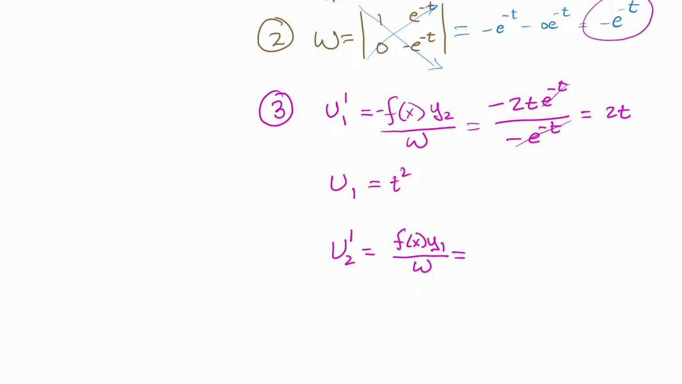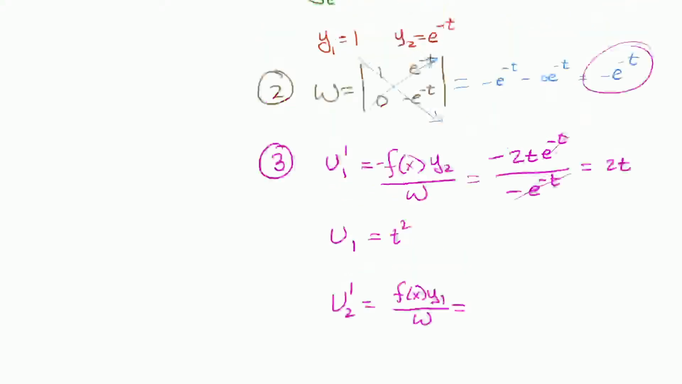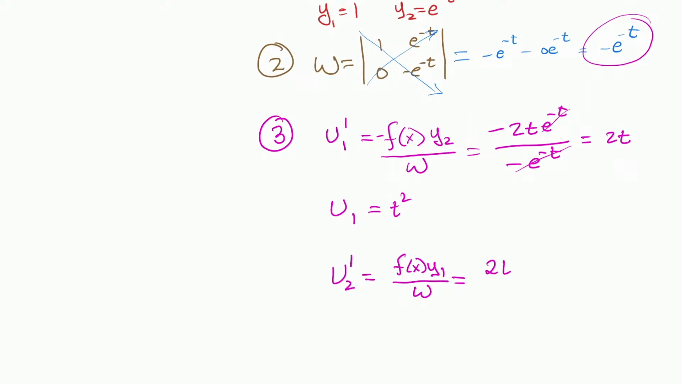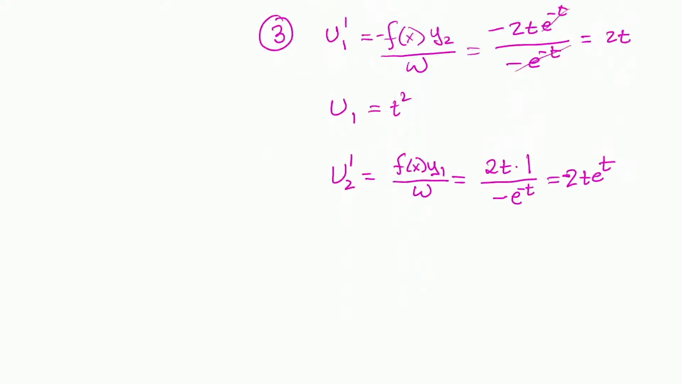So let's go ahead and compute this. This one will be, let's see, the function is 2t. So we have 2t times 1 over negative e to the negative t. This one is not as happy. Sorry, that should be a negative. So there's u2 prime. So u2 is going to be the integral of that. Let's see if we can do this. Negative 2 times t e to the t minus e to the t. Does that work?